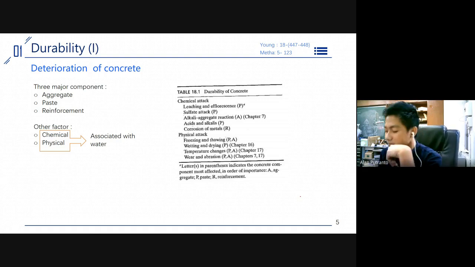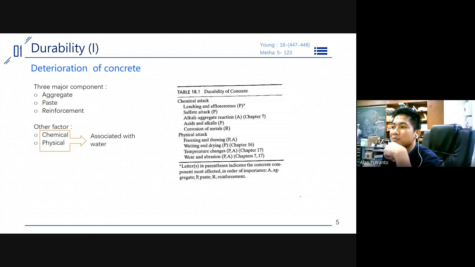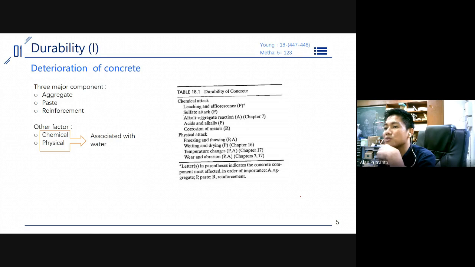And then let's see the table. I take this table from Mehta actually. Oh yeah, I think from Mehta. Or sorry, I think I took it from Young. Durability of concrete. Actually, we have two parts.